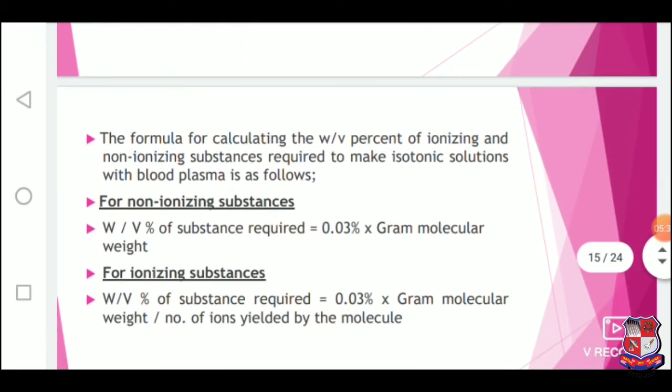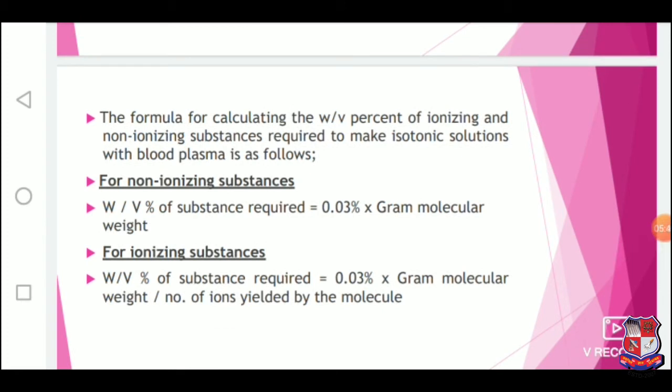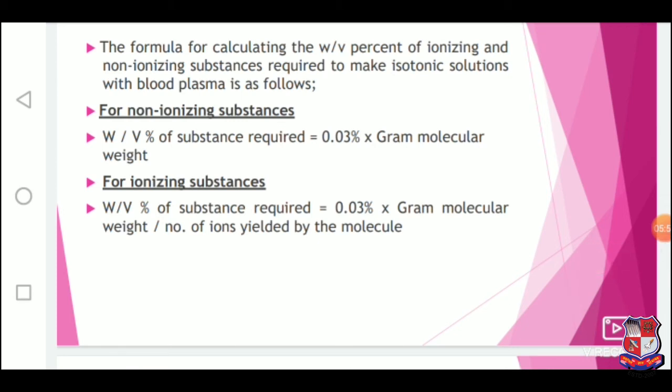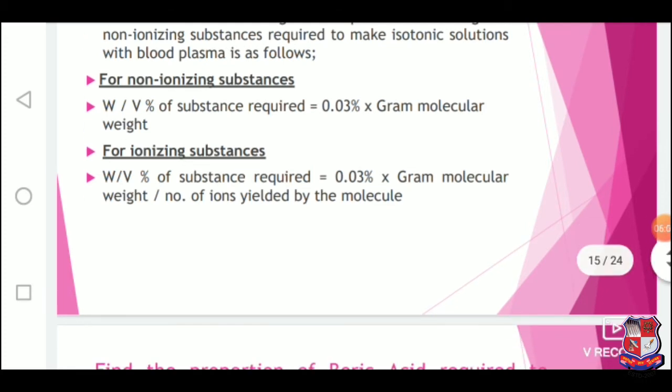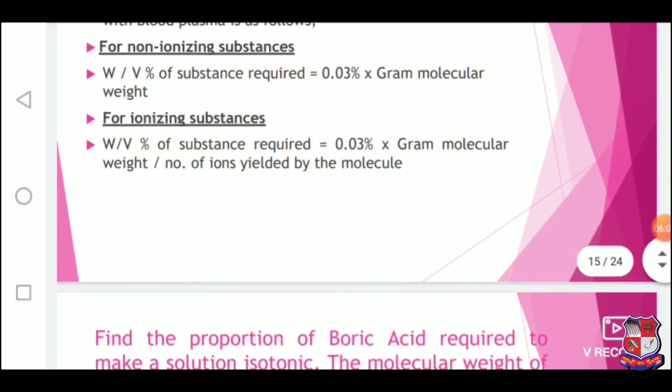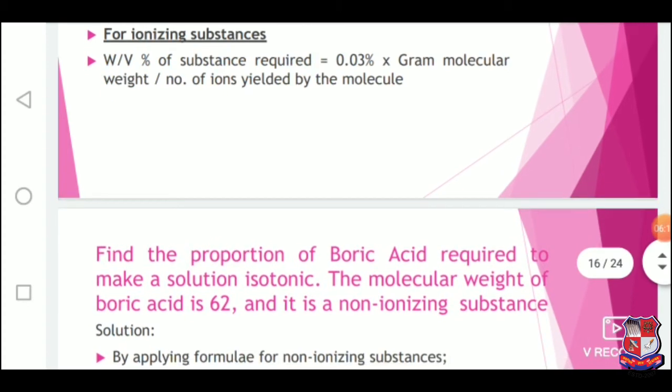The formula for calculating the percentage weight by volume of ionizing and non-ionizing substances required to make isotonic solutions with blood plasma is as follows. For non-ionizing substances, percentage weight by volume of substance required is equal to 0.03% into gram molecular weight. For ionizing substances, percentage weight by volume of substance required is equal to 0.03% into gram molecular weight divided by the number of ions yielded by the molecule.